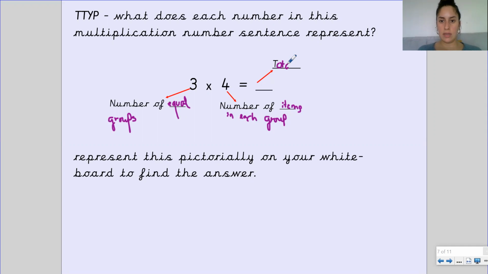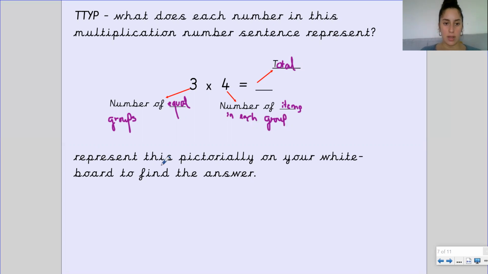So using this information, can you pause the video? And you can do this on your whiteboard, your laminated piece of paper, or on a scrap piece of paper. This is just practice. I don't need these on tapestry. So you're going to represent this pictorially and find the answer. Play the video when you're ready.